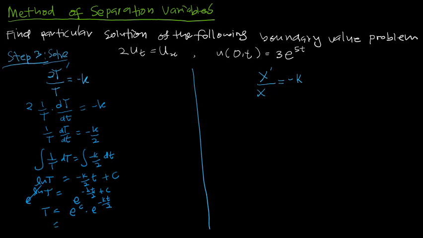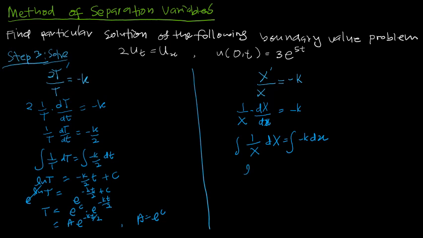Okay, so we have a e^(-kt/2), where a is equal to the exponent of c. The same goes for the left side here, so we will have 1/X dX/dx equal to negative k. Then rearrange, we get 1/X dX equal to negative k dx. Okay, so integrate both sides, then we get ln X equal to negative kx plus d.